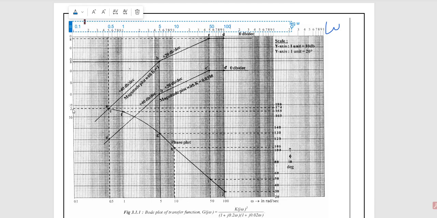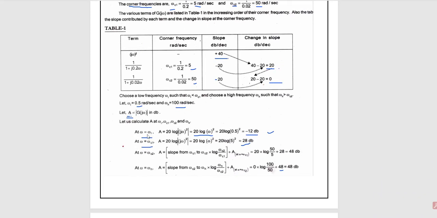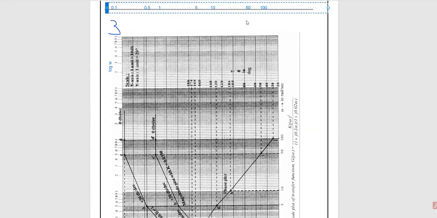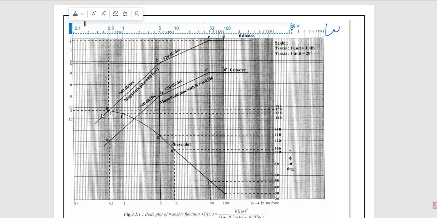Then the gain values: for omega L equal to 0.5, the gain value is minus 12. For 5 it is 28. For 50 it is 48, and for 100 also 48. Now you can see how it is drawn. For 0.5, just now we have seen it is minus 12 decibels, so here they have marked it.